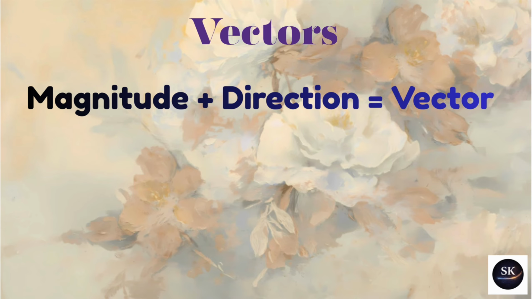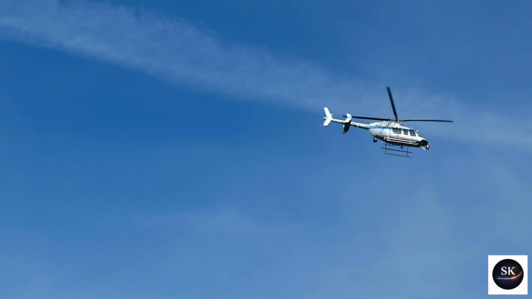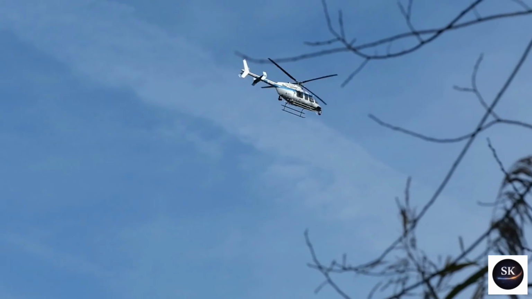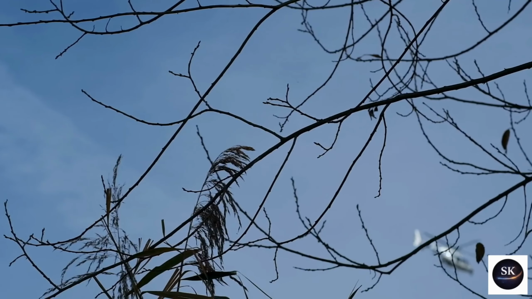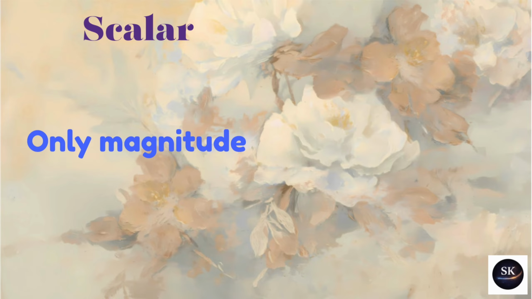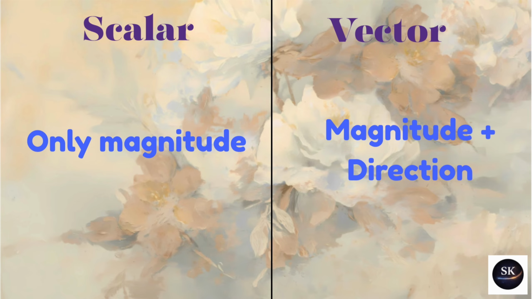A simple example is the motion of a helicopter. We must say not only how fast the copter is moving, but also in which direction. So when a physical quantity is described by a single number, we call it a scalar quantity. In contrast, a vector quantity has both a magnitude, which is the how much or how big part, and with that it has a direction in space.